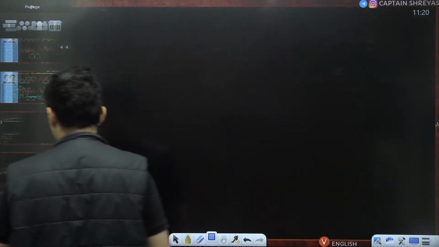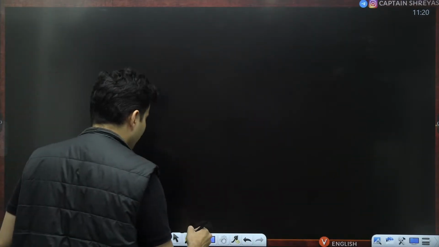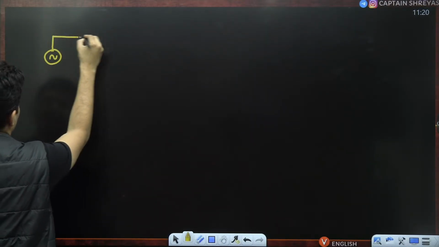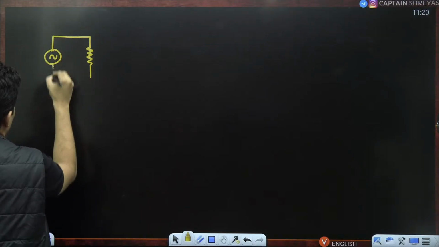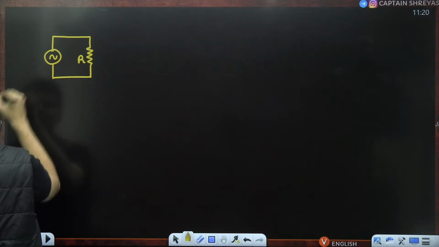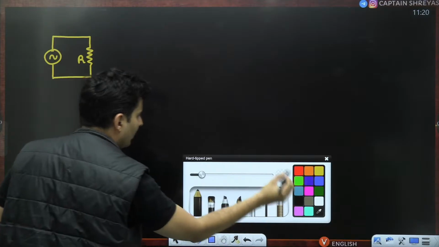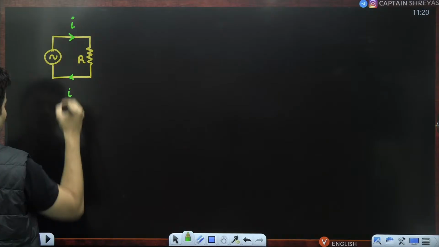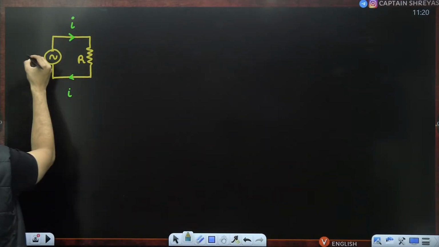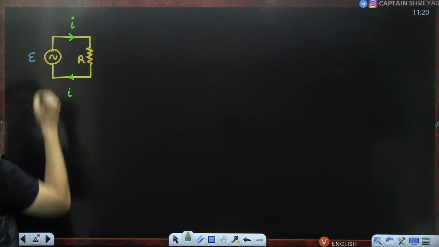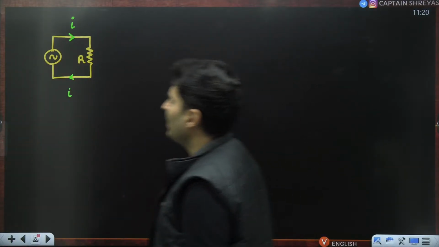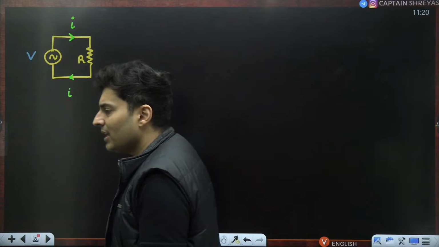Now I will explain this to you. What do I mean by this? That is very important. Let us understand this, guys. See, you have an AC source, and then you have a resistor right over here. This is your AC source, and now there will be some current flowing in this particular circuit, and also there is some voltage or EMF generated by this source. Either you use the symbol E or you can also use the symbol V. One and the same thing.